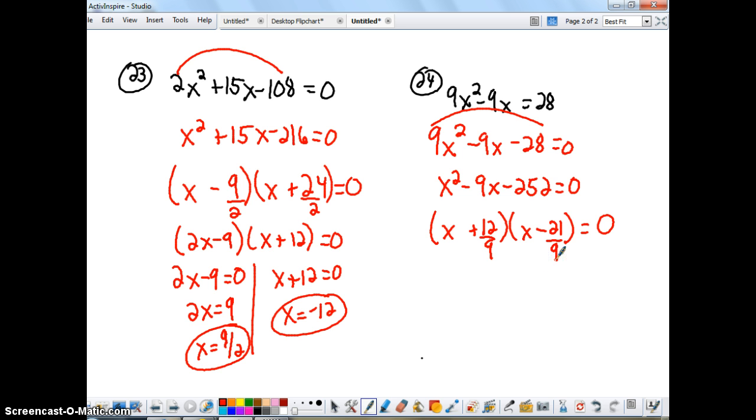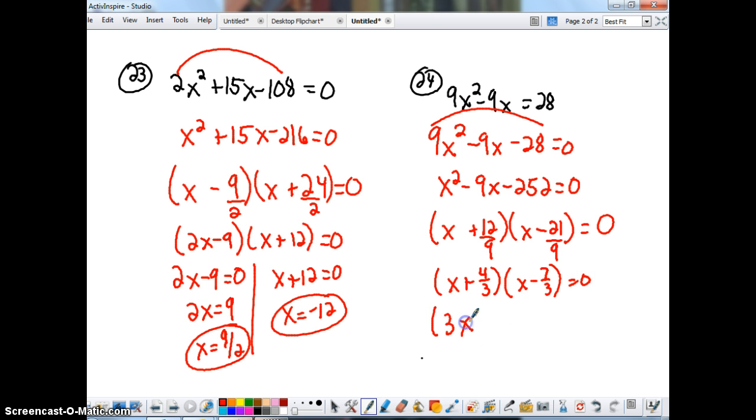Now, what's more difficult about this one is the 9 does not go into the 12 or the 21, but it does reduce. So I have to first rewrite this as x plus 4 over 3 and x minus 7 over 3. So when I rewrite these now, it's going to be 3x plus 4 and 3x minus 7.